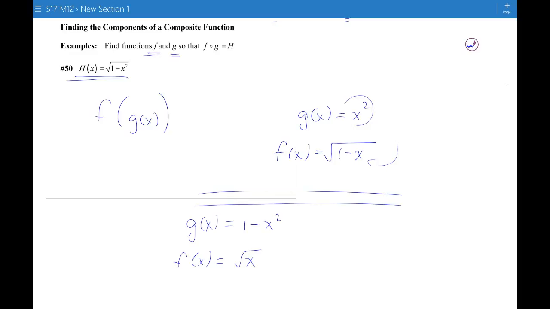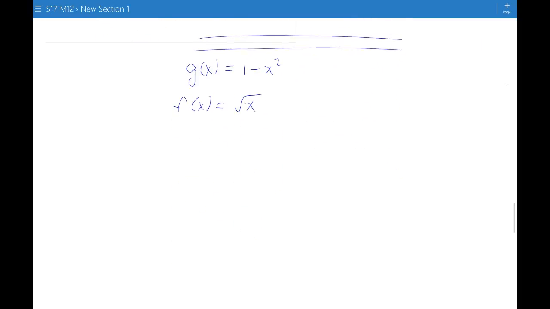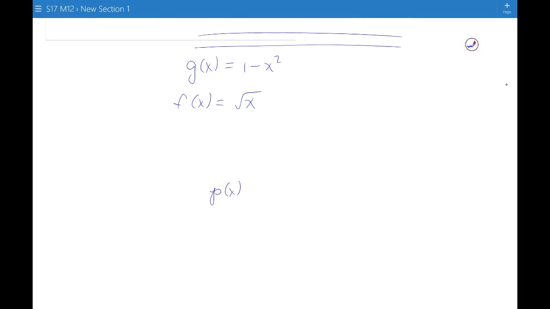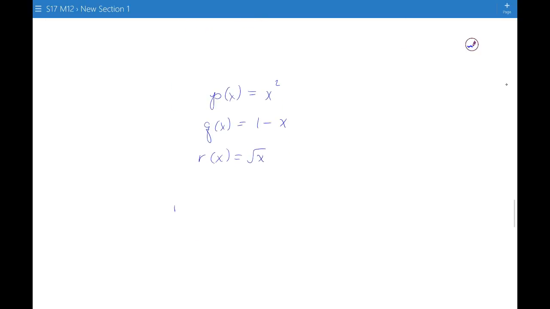So there's lots of different ways of composing functions, and in fact you could make this a three-way composed function. You could say let p of x equal x squared, then let q of x equal 1 minus x, and then let r of x equal the square root of x. So then r of q of p of x would be square root of 1 minus x squared. So that would be another way to write it. And that's it for this section, nice and short.